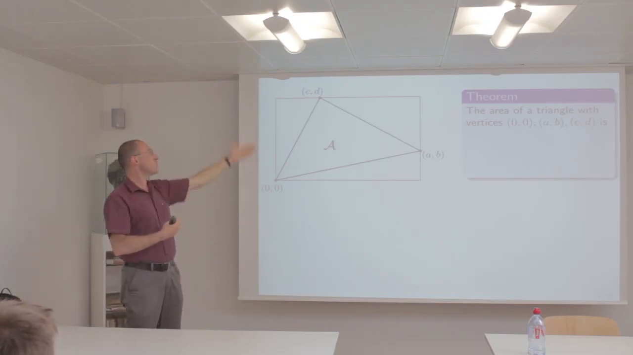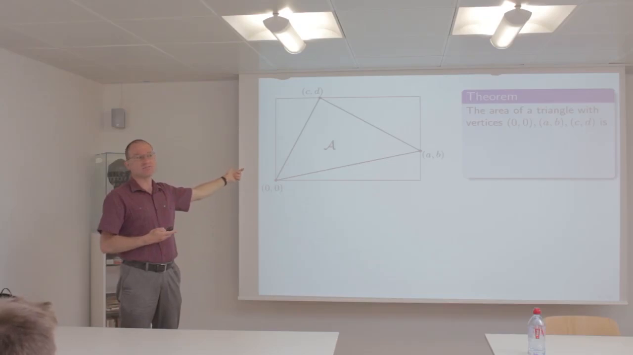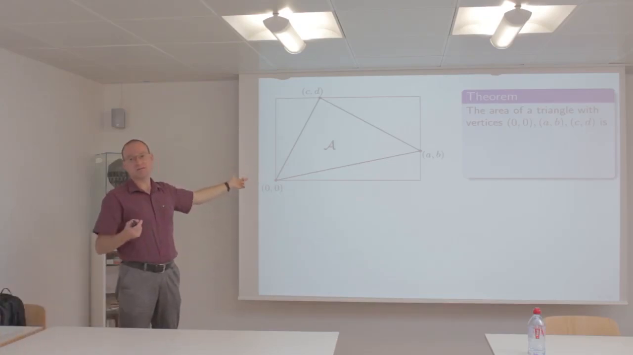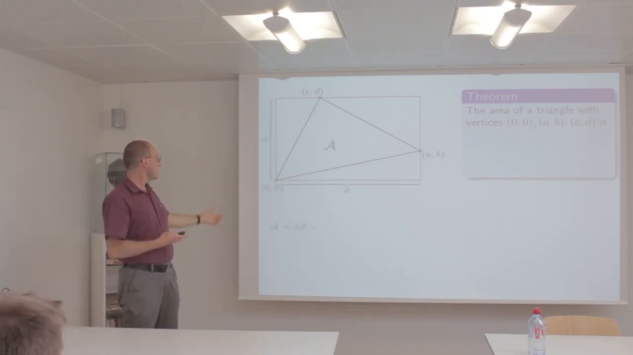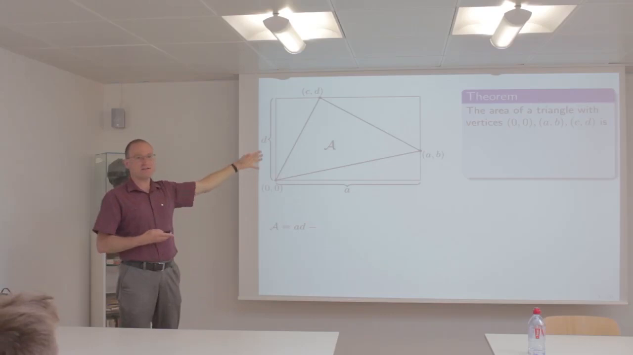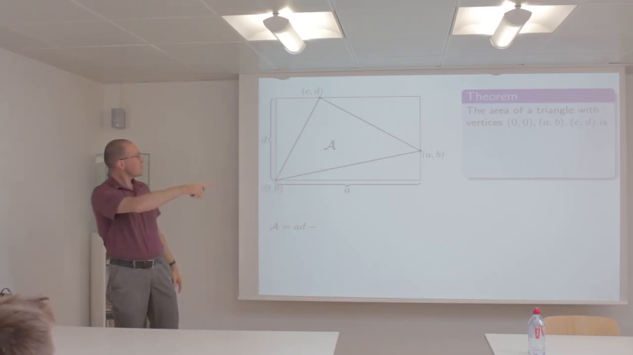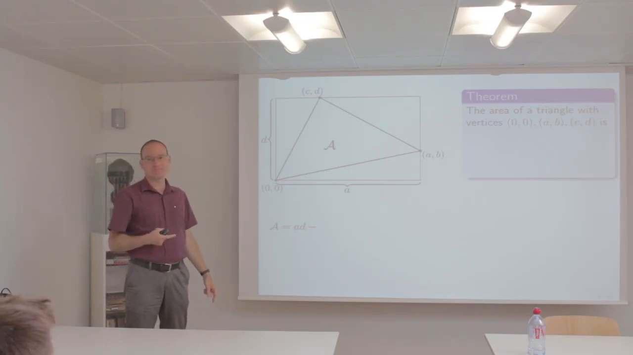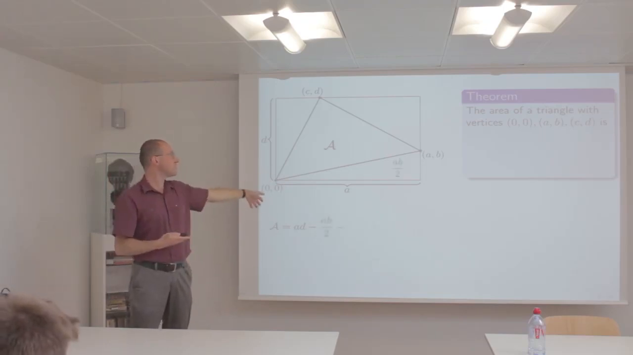Either way, one way or another, we'll do a short proof based on the idea that we already saw in proving Pick's formula. Put it in a rectangle. What are the lengths of the sides of the rectangle? Yes? D and A. D and A, absolutely, A and D. And then the area will be AD, which is the area of the whole rectangle, minus. Now what is the area of the right triangle on the bottom? A times B divided by 2, absolutely, subtract that.